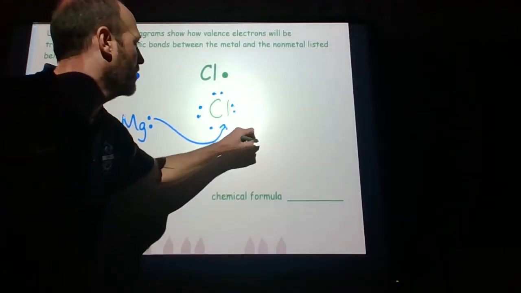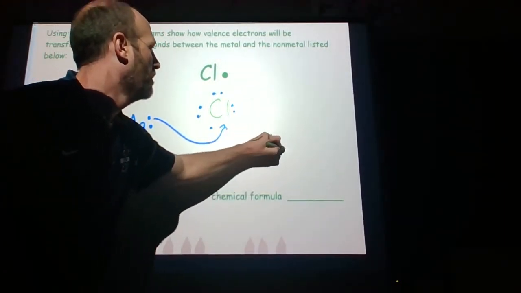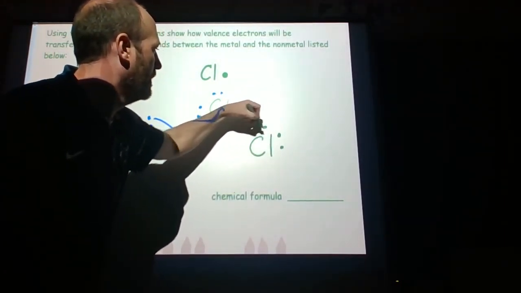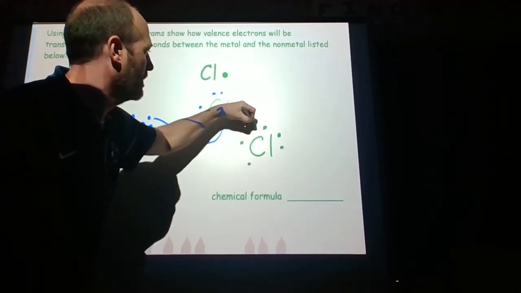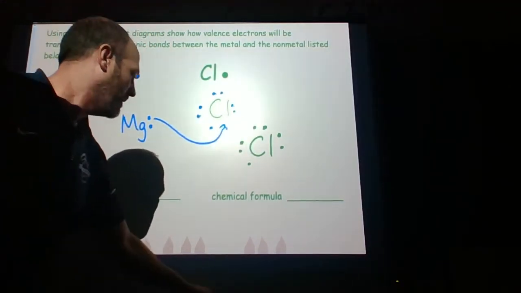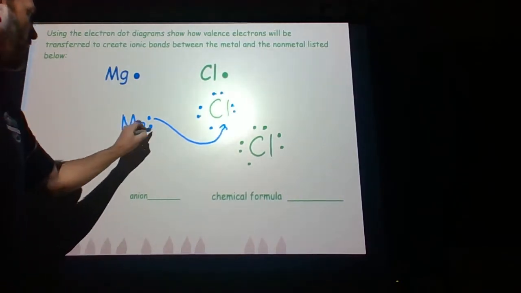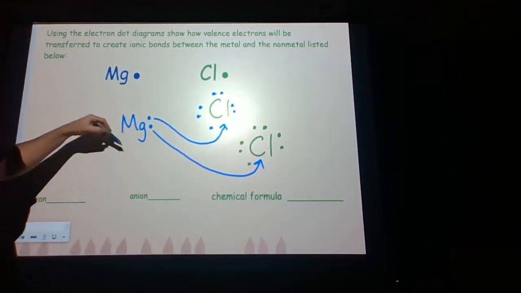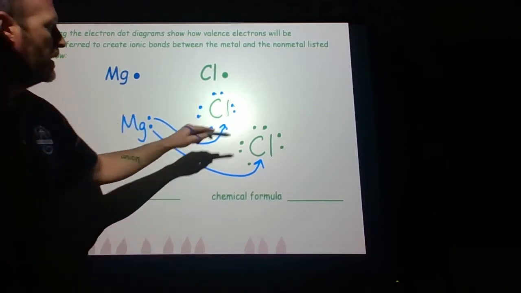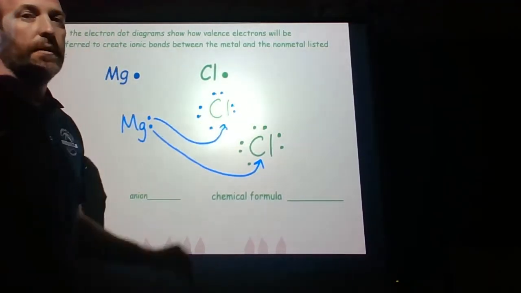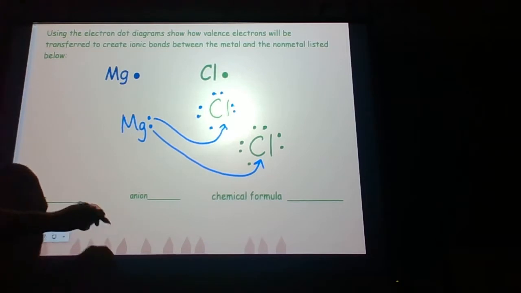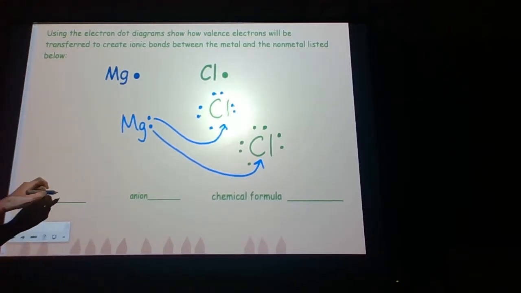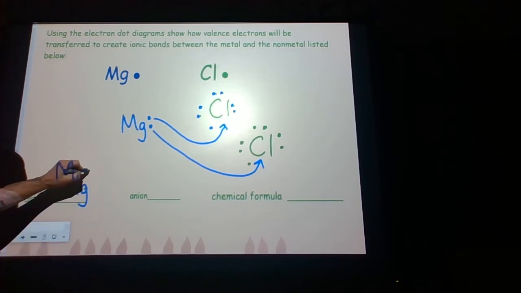So I'm going to add another chlorine. 1, 2, 3, 4, 5, 6, 7. And you can start to see the pattern here. Zoom! Now, did magnesium lose 2? It did. Are both chlorines filled? Yeah, buddy. So please watch down. Here's the little trick. Magnesium, because it lost 2, is +2.